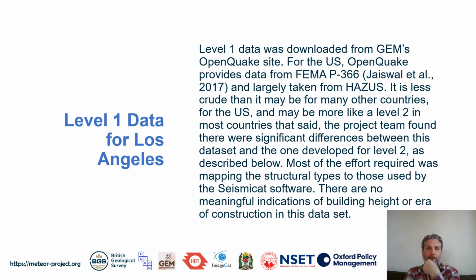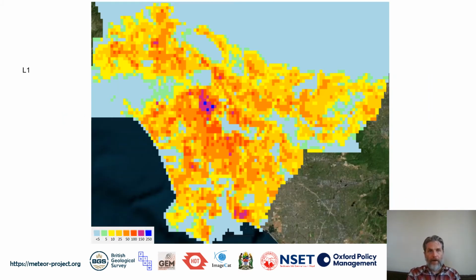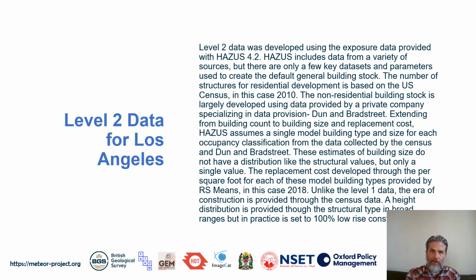So level 1 data for Los Angeles, we actually downloaded from GEM's OpenQuake site. It essentially was prepared, I believe, with Kishore Jaiswal as part of P366, essentially mapping their data into the GEM format. And here's what it looks like. I believe it was 60 arc seconds rather than 30 arc seconds, so maybe kilometer basis data. And here it is mapped exposure.